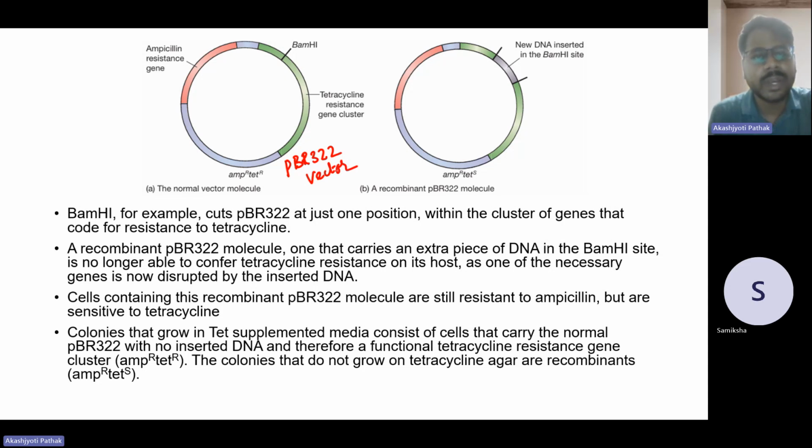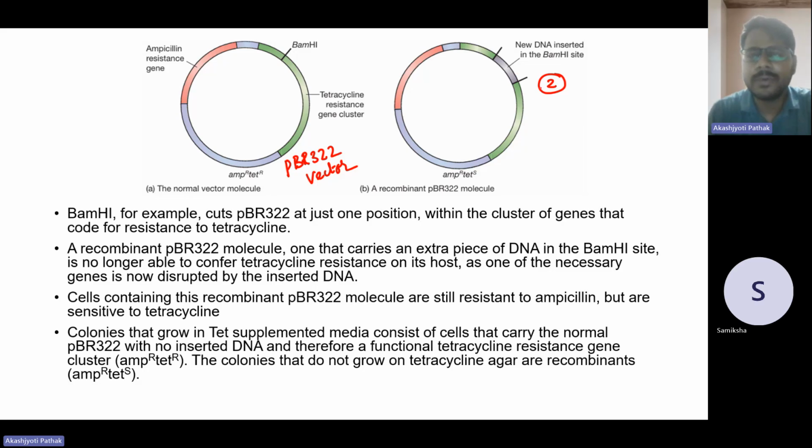Now, this pBR322 vector has two antibiotic resistance genes. The part marked in green is your tetracycline resistance gene, and the part marked in red is your ampicillin resistance gene. In the tetracycline resistance gene there is a BamHI site. Now you have cloned your gene of interest in this BamHI site. See the second figure now.